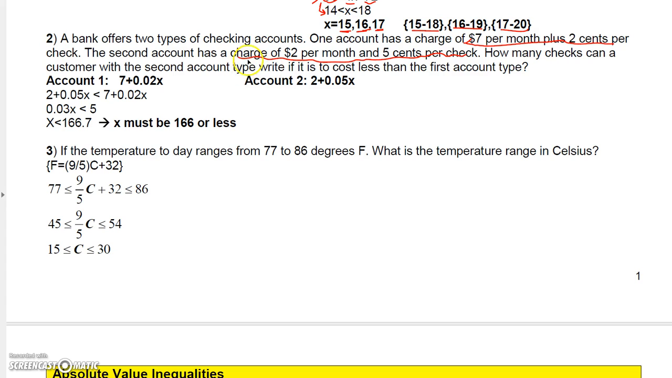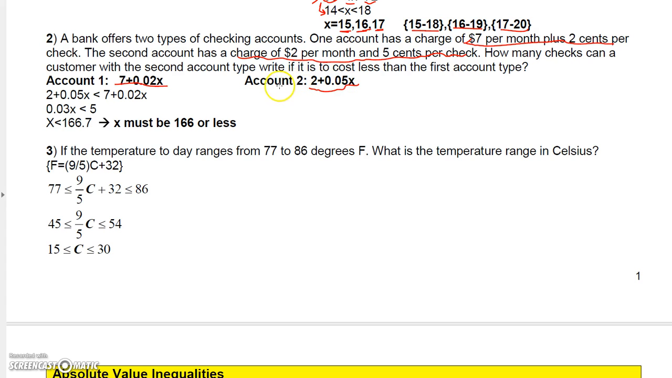So basically, let's just see what it costs for each account. We know up there the first account's cost can be represented by $7 plus 0.02x. Now I'm using 0.02 because I need to keep the units the same. 2 cents is $0.02, so 0.02 per check. And then the second account is $2 plus 5 cents a check, which would be 0.05 per check, or 0.05x.